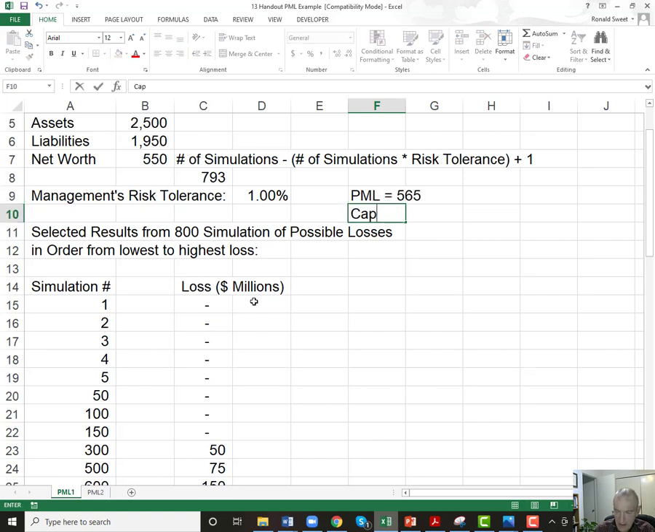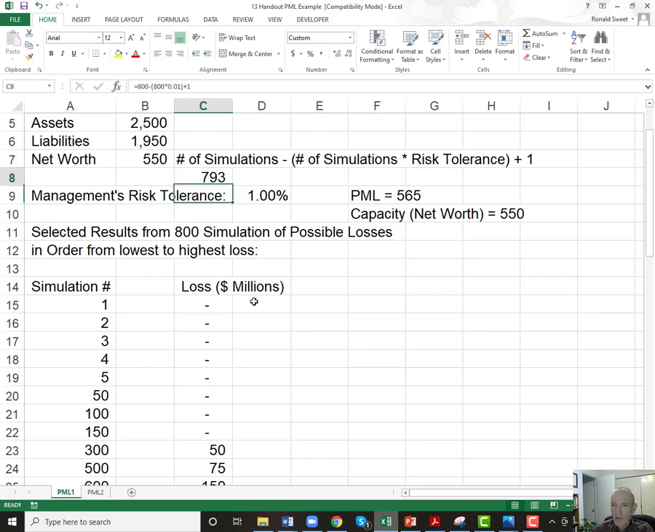Our capacity, how much risk we can take, is our net worth, because if we have a risk greater than that, we go out of business 1% of the time. So we're expected to go out of business more than 1% of the time, and we want it to be less than 1% of the time. So we're over our capacity. We'll go back to the class notes and we'll see what you do if you're over the capacity. So we'll come back to that. But that's how you do the math.